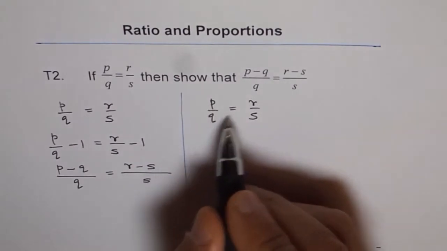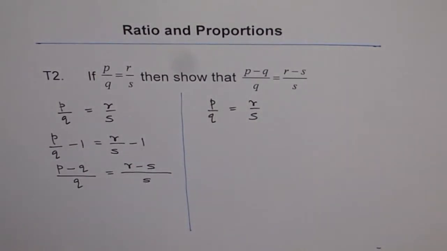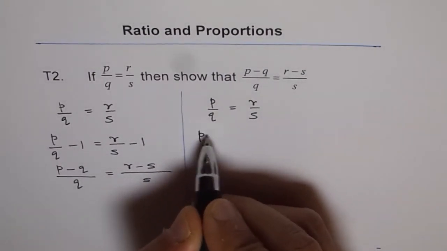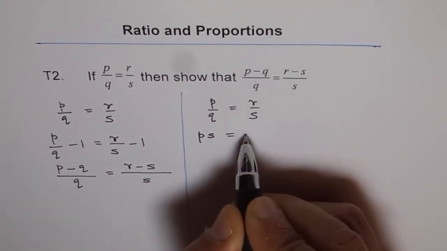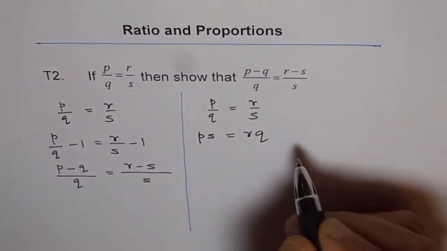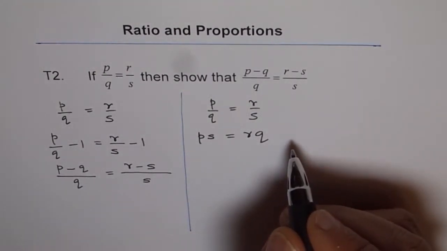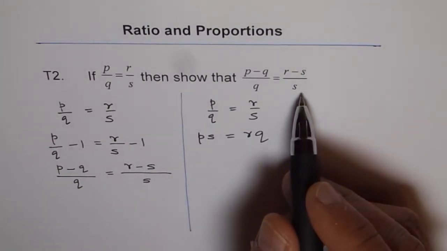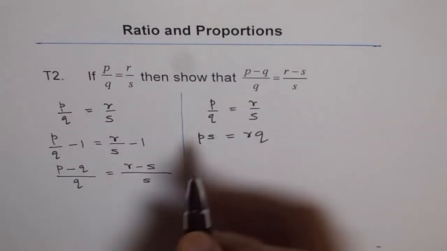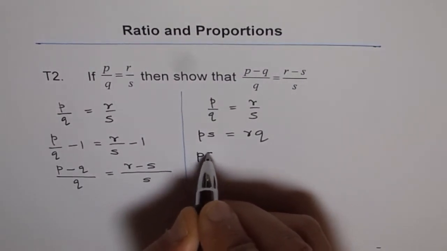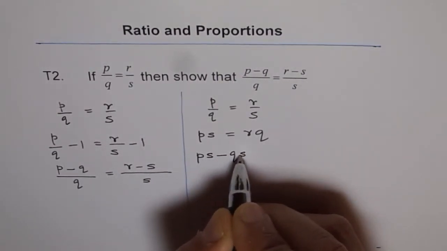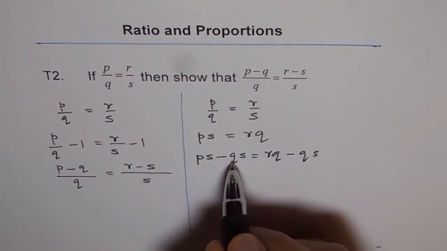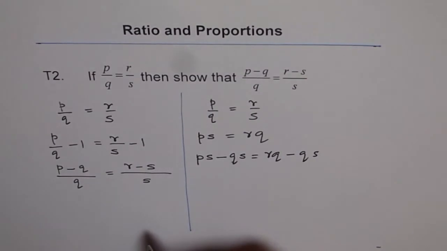Now let's cross multiply. So most of the ratios you have seen, we solve by cross multiplying. Let's do it here also. So we get PS equals RQ. Now what we will do is subtract QS from both sides. Then let's see what we get. So PS minus QS equals RQ minus QS. So we subtracted QS from both sides.